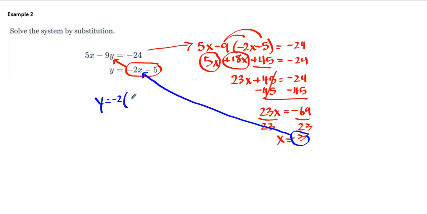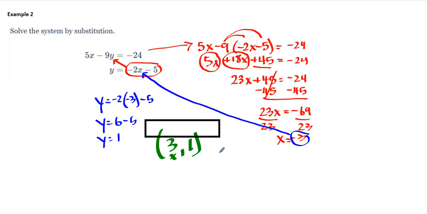Y equals negative 2. In for x in parentheses goes negative 3 and then minus 5. Negative 2 times negative 3 is positive 6 minus 5. And then 6 minus 5 is 1. So my final answer is my x value is negative 3 and my y value is 1. And that is the solution to example number 2.